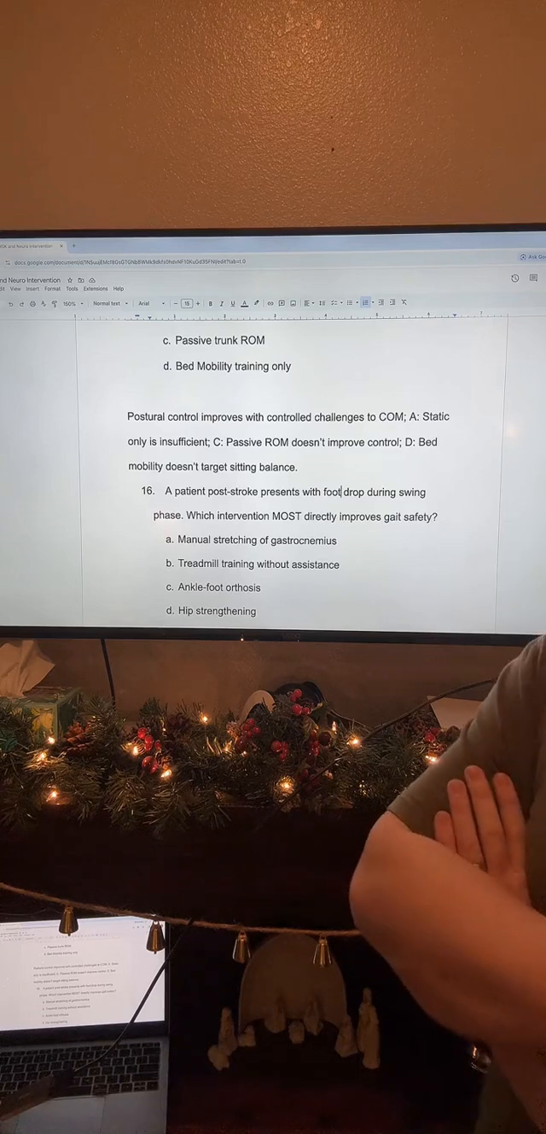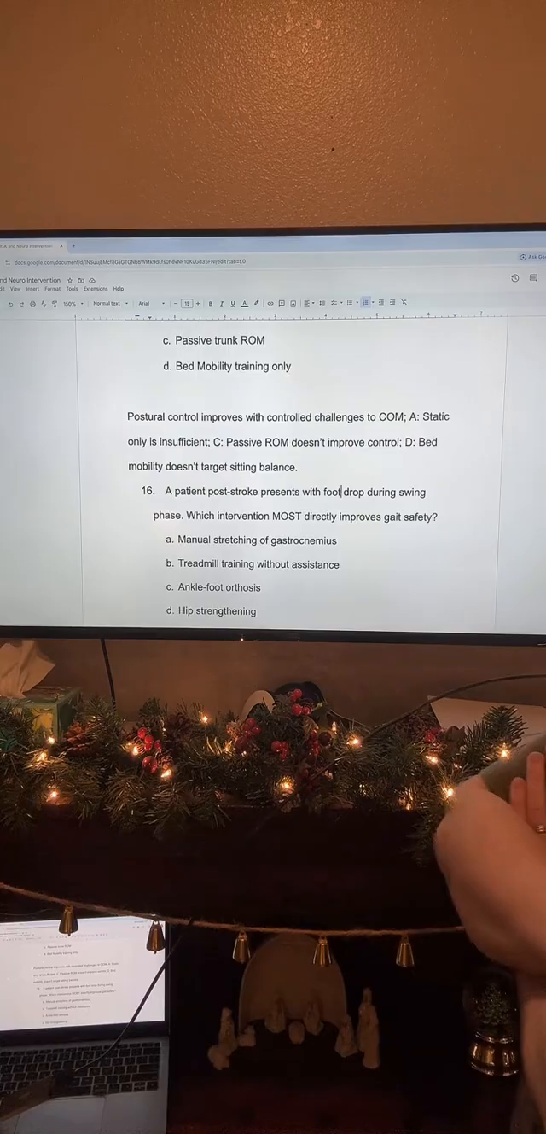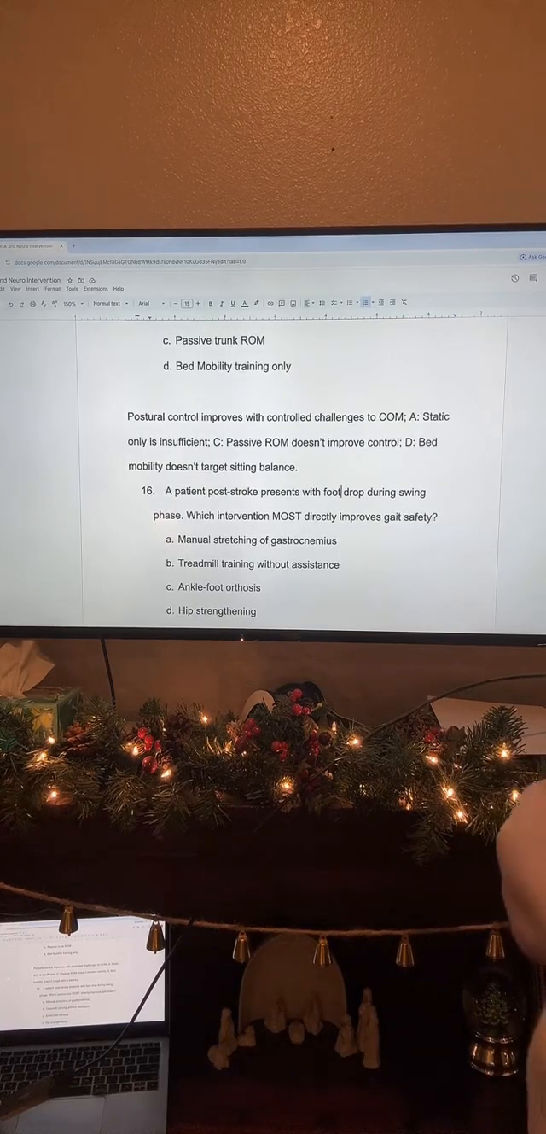Give you guys some more time. I'll read it a little bit more slowly this time. Oh my gosh, I'm so stupid. A patient post-stroke presents with foot drop during swing phase. Which intervention most directly improves gait safety? A, manual stretching of gastroc. B, treadmill training without assistance. C, ankle foot orthosis. Or D, hip strengthening.